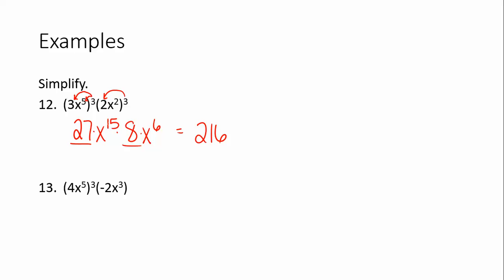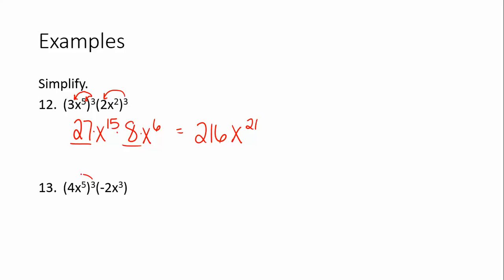Then we have the x to the 15th times the x to the 6th. So we want to add those exponents together because we have like bases, and that gives us x to the 21st. So now we have simplified the expression. If you'd like to pause the video and try 13 on your own and then check your work with mine.